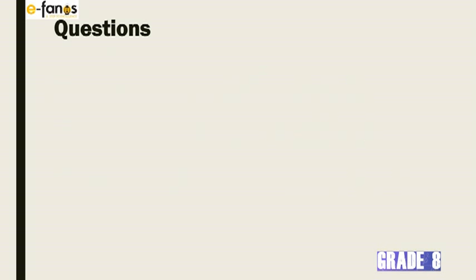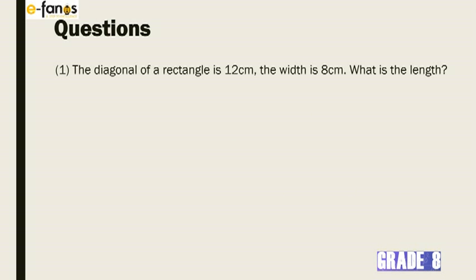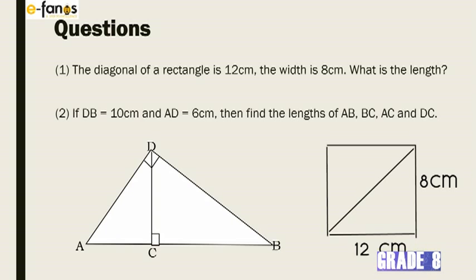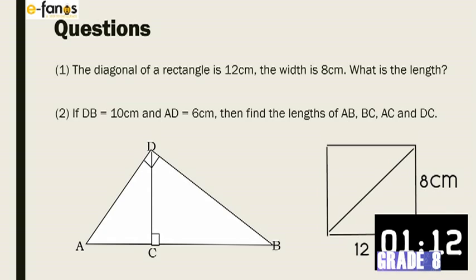Try these questions. The diagonal of a rectangle is 12 centimetres and the width is 8 centimetres. What is the length? If DB equals 10 centimetres and AD equals 6 centimetres, find the lengths of AB, BC, AC and DC. Pause the video whilst you work out the answers. Here are the answers.